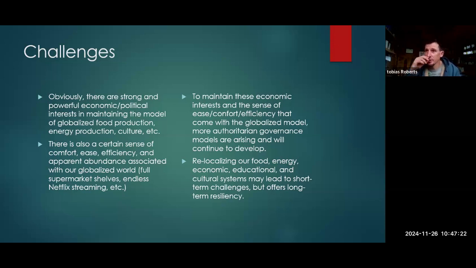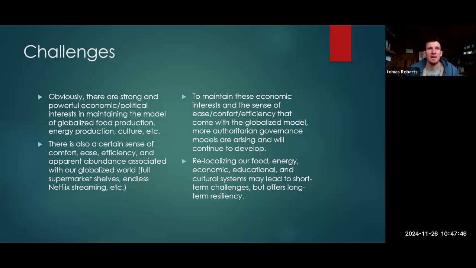In order to maintain this global economic model, there's going to have to be strong government that protects these interests, that maintains this globalized model in the face of all of the ecological and economic and social crises that are developing. And lastly, relocalizing our food, energy, economic, educational, and cultural systems may lead to short-term challenges.